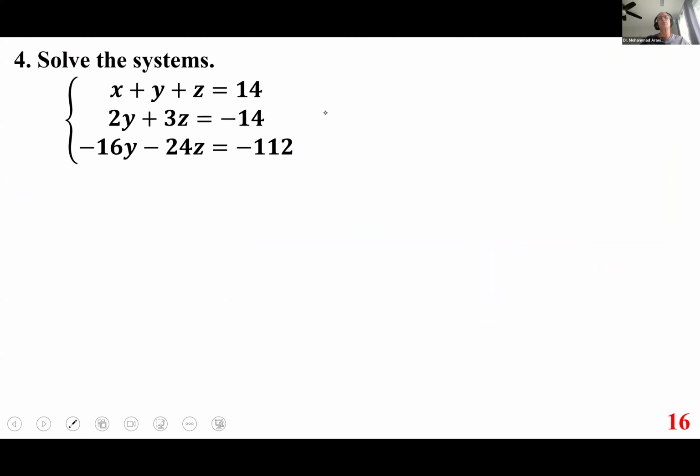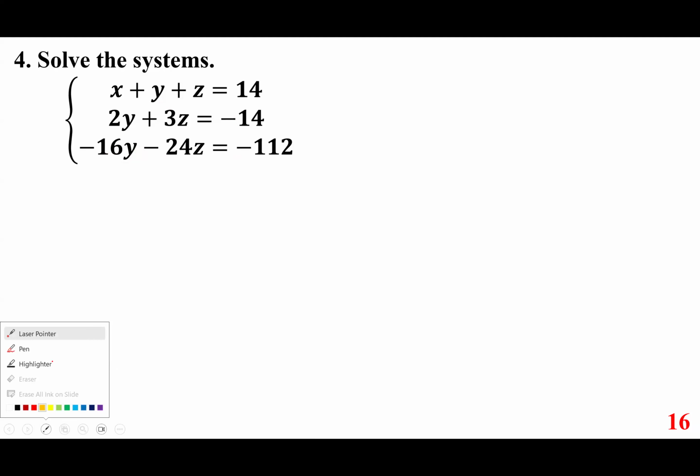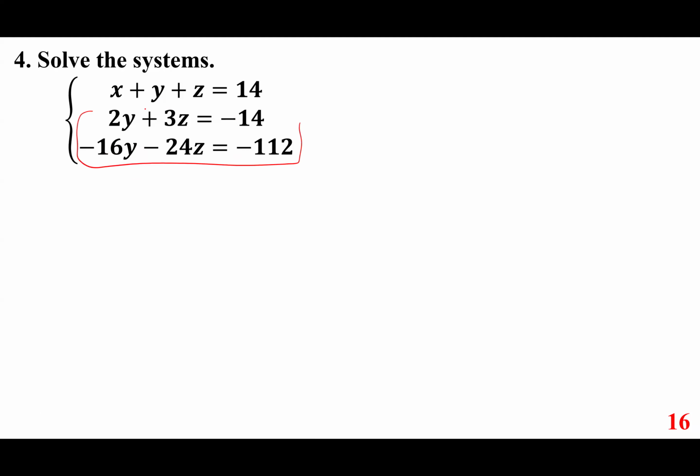We want to solve this system, and we are going to do it both ways. We are going to do it by hand, and I'm going to show you with matrices and calculators as well. Notice x plus y plus z, we have 3 variables, 2y plus 3z equals -14, -16y minus 24z equals -112. We have 2 variables. So we're going to work on these 2. For now, we're going to ignore the first one.